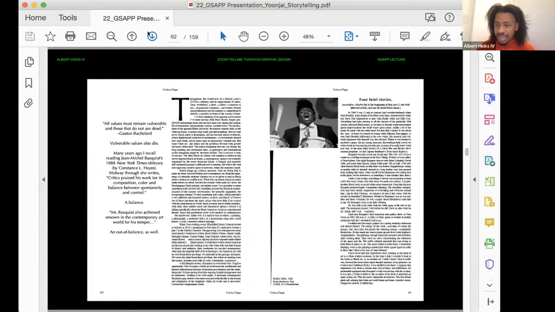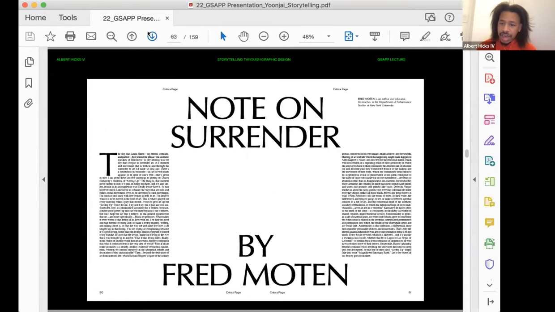It was like standing its ground on the page, working with huge headers and really giving the byline the same treatment as the header of the story, and creating different ways of balance on the page.